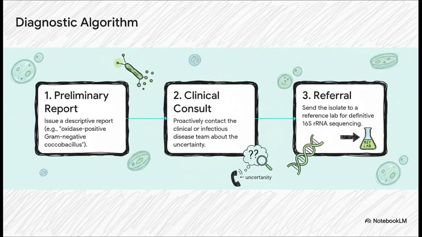Step 2, get on the phone. Proactively call the clinical team, let them know about the diagnostic uncertainty. And step 3, pack it up and send it out to a reference lab that can do the definitive 16S sequencing.